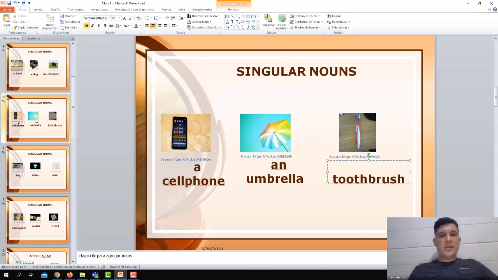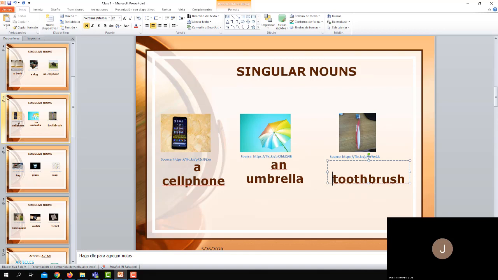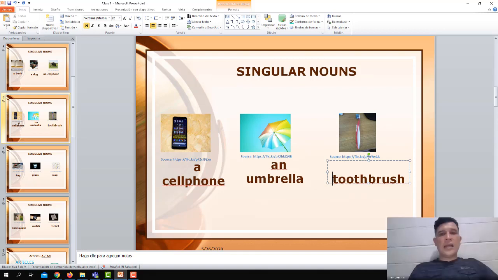No sé, Hillary, si se nos puede contestar esta. Toothbrush. Tooth. ¿Sonido de vocal o inicia con sonido consonante? Hillary, no está. Ok, Paola. Toothbrush. ¿Sonido de vocal o consonante? Consonante. Entonces decimos a. A toothbrush, right?